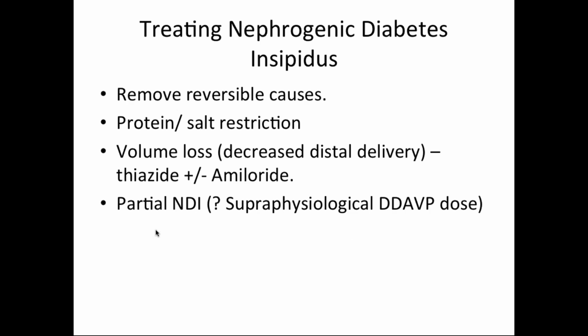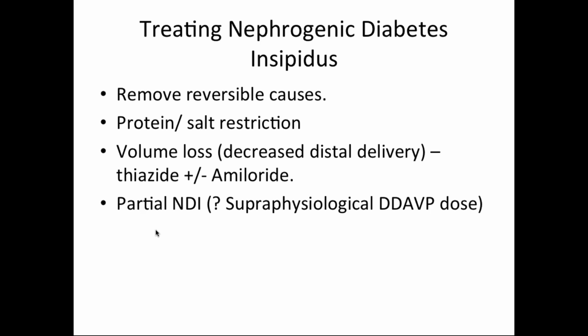Those with nephrogenic diabetes insipidus, the first thing is to try and see if there is any reversible cause like lithium that you can stop, or any chemo medicines or any other medications which have caused the nephrogenic diabetes insipidus, which you can stop, and then that should help resolve it. You can also protein or salt restrict. We'll come to how it works in nephrogenic diabetes insipidus. This can also be done for patients with central diabetes insipidus.